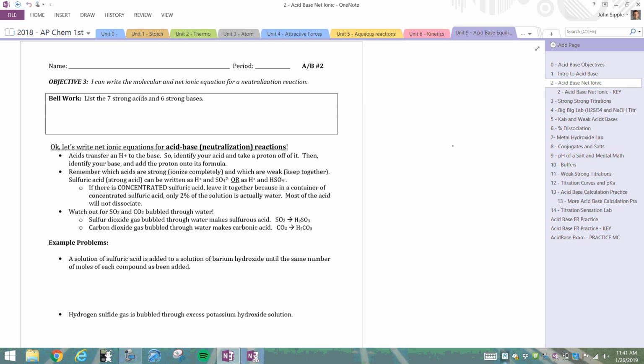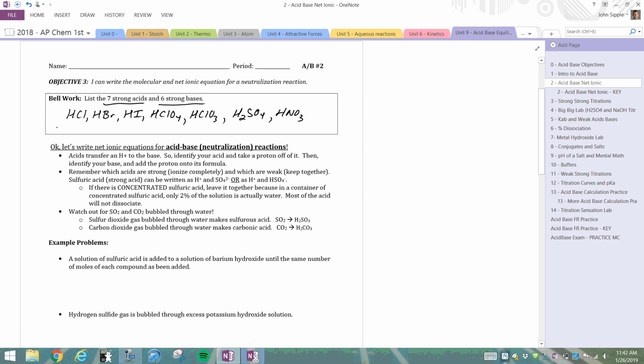All right, so we're going to start off. A couple things you've got to remember: 7 strong acids and 6 strong bases. Our strong acids are HCl, HBr, HI, HClO4, HClO3, H2SO4, and nitric acid, HNO3.